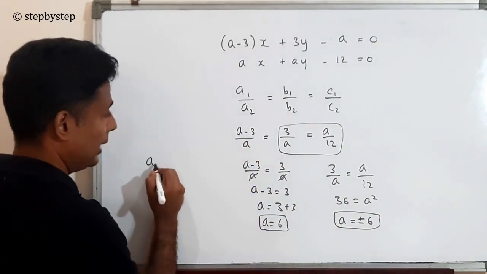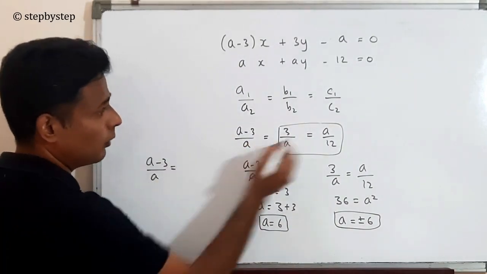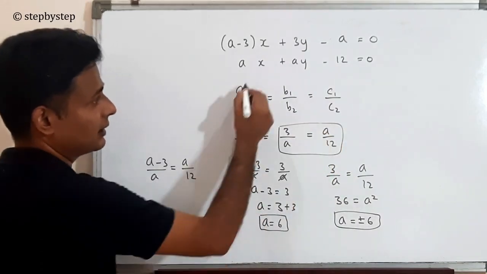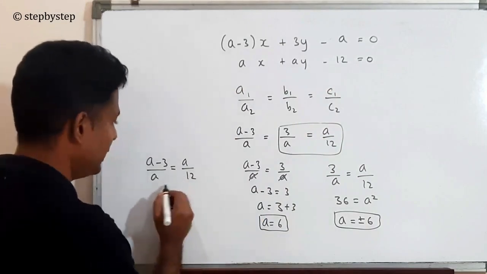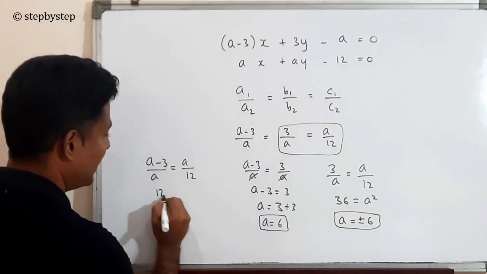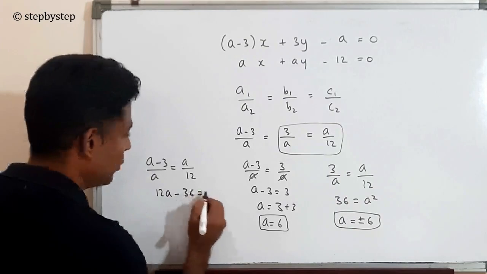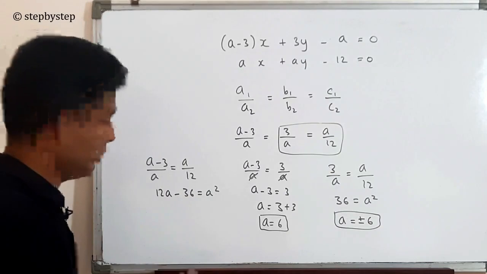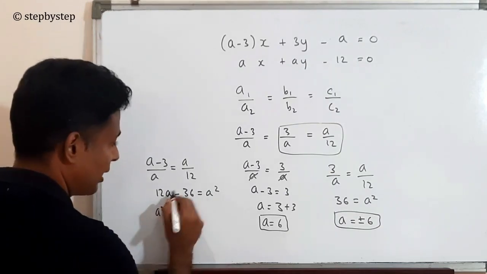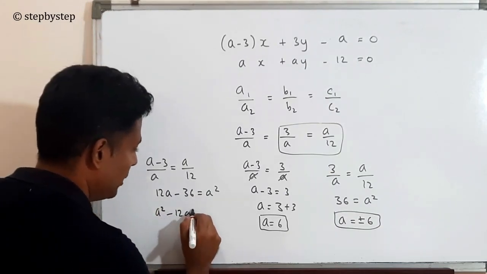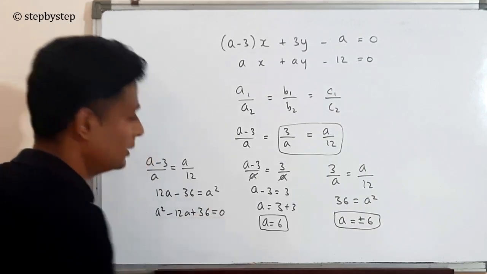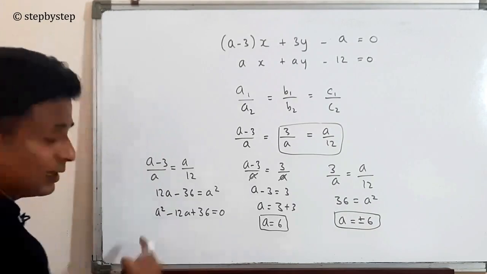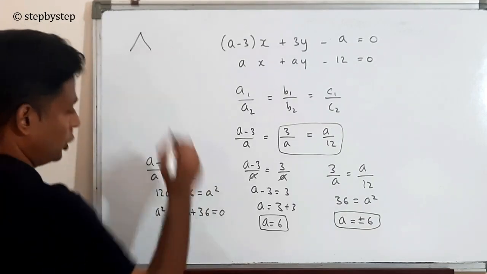So we get a minus 3 by a equal to a by 12. This is using this and this condition. So what do we get? Transposing, I'll get 12a minus 36 equal to a square. So this is a quadratic equation. So I get a square, I'll transpose this, minus 12a plus 36 equal to 0. If you remember from last year, to factorize, split the middle term. So when we multiply, what should we get?